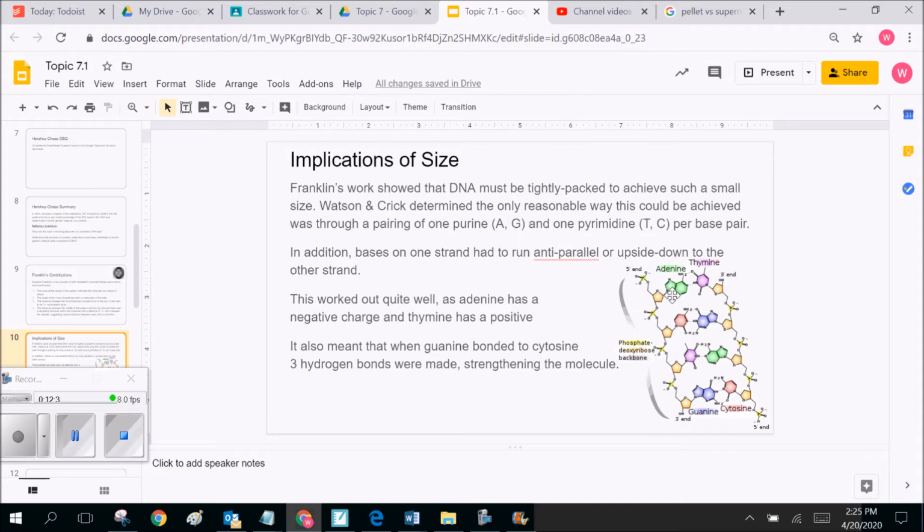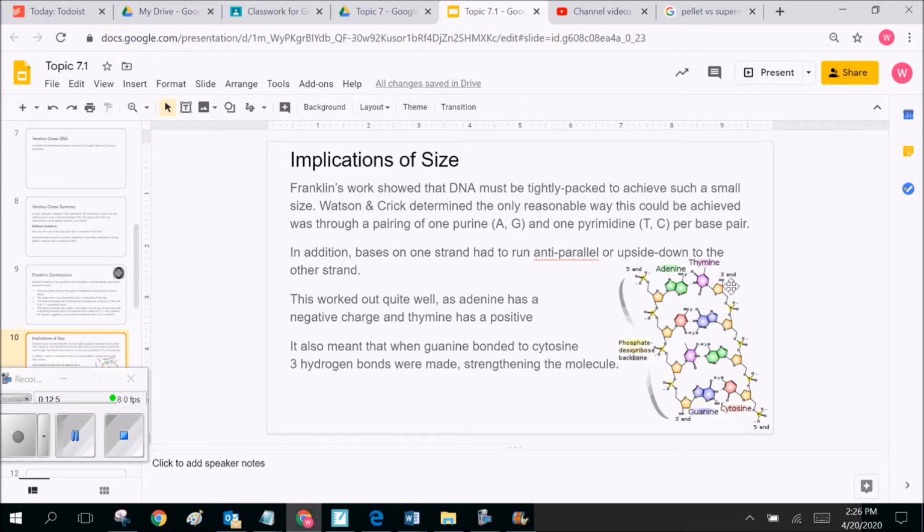So this carbon right here, that's 1, 2, 3, 4, and 5. So we can see the 5 carbon is at the top. The 3 carbon says 5, 4, 3. The 3 carbon is at the bottom. So that's why we say 5 to 3. It ends here with that 3 carbon.